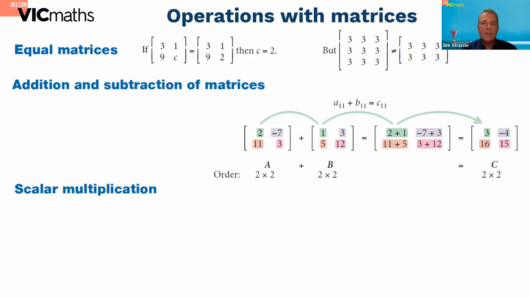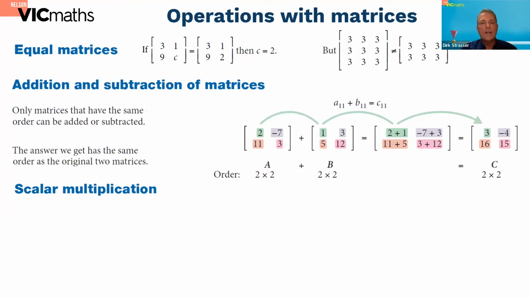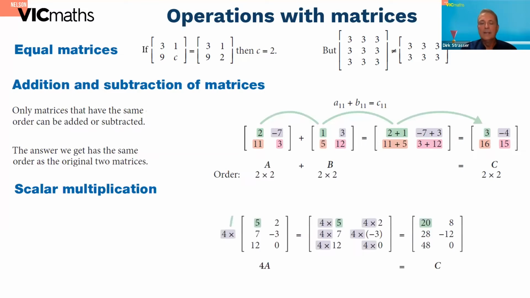is a 2 by 2 matrix, so is B, and the answer is also a 2 by 2. So only matrices that have exactly the same order can be added or subtracted, and the answer we get has the same order as the original 2 matrices. So it's fairly limited in what can actually be added and subtracted in terms of matrices. There's a lot of matrices that can't be.